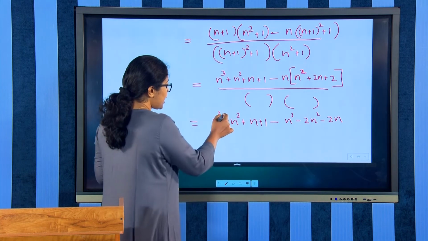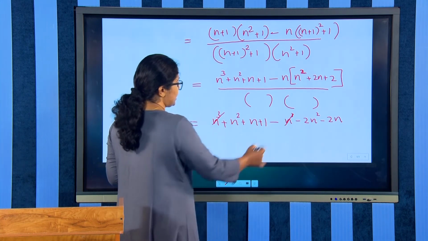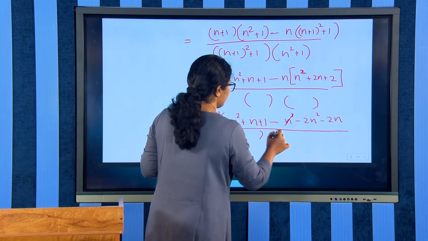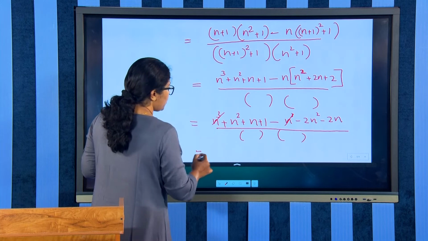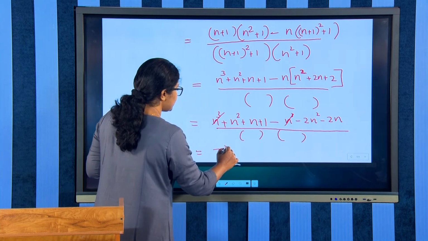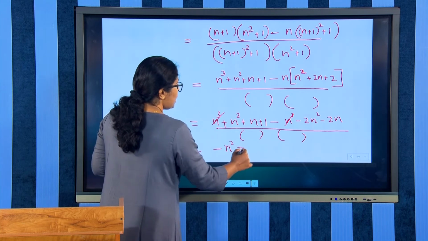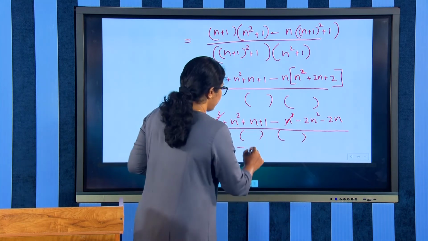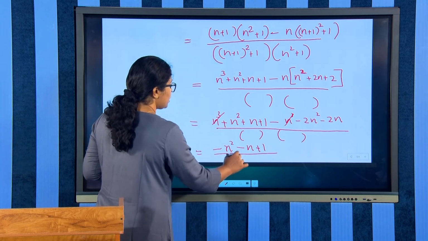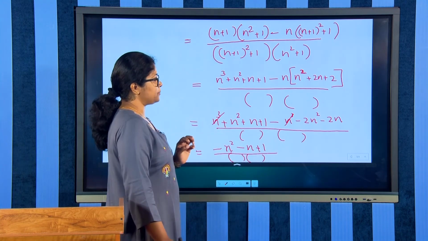So, we can see that n cube and n cube will get cancelled, divided by the denominator. So, that is equal to n square minus 2n square, you will be getting negative n square, plus n minus 2n you will be getting negative n plus 1, all together on the denominator.